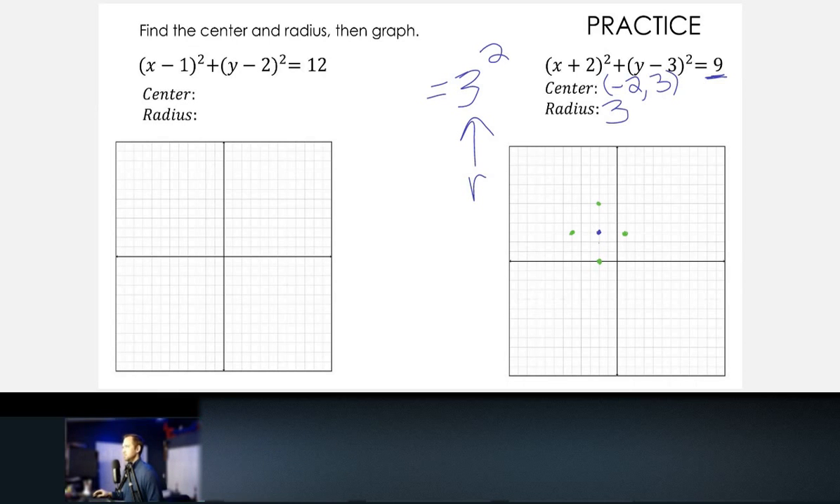Let's see. Wait, that is not a circle. Hold on. All right, well, let's try this again. All right, and there's my circle. And if we go to Desmos, we can type this in and we can verify this is correct. Pretty simple, right? Pretty simple.